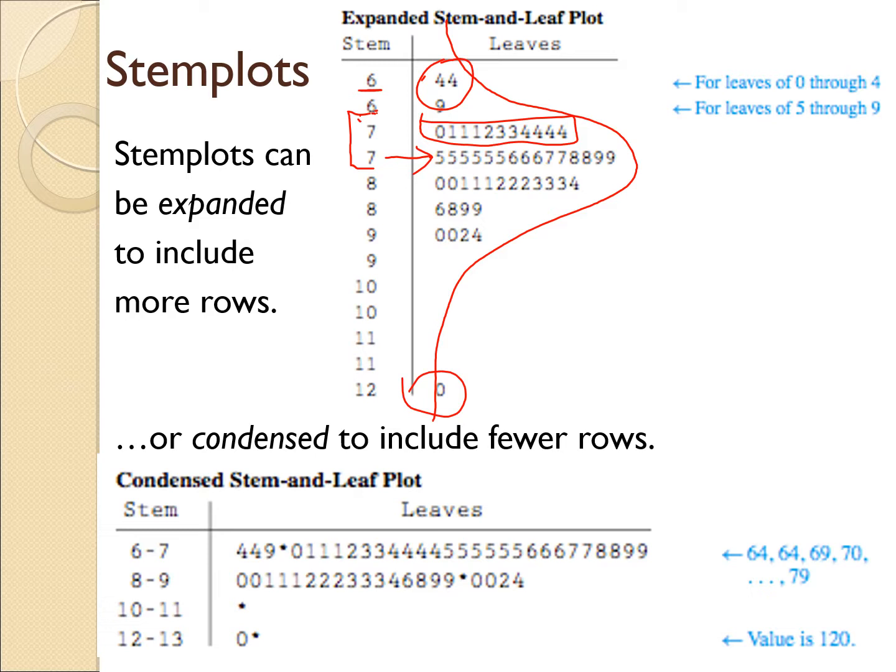Condensed stem plots is when we just take those stems and we smush them together. So we're combining them. So here we're putting the 6s and the 7s together. We want that shows where we're separating the two. If we have only a few numbers in each stem, that's when we would want to condense. If we have a bunch of numbers in each stem, that's when we would want to split them.